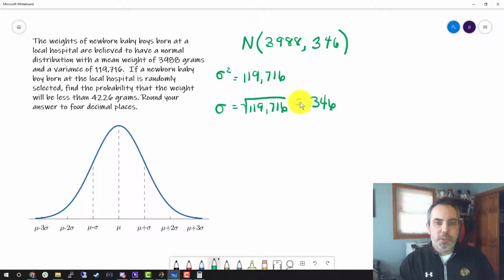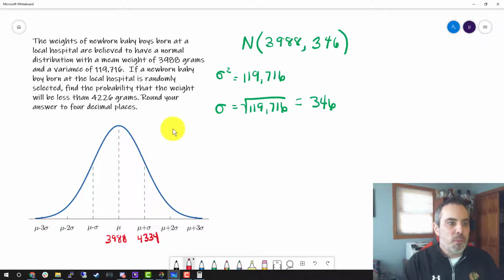So let's take a really quick look at what I've got here. Here's my normal distribution. I know that the average is 3,988 and a standard deviation of 346. As I'm moving along to the right, the first standard deviation would occur at 4,334, and if I go again to the right one more time, I'd just be adding 346. Now I'm stopping there because a newborn baby boy born at the local hospital is randomly selected, and we want to find the probability that the boy will be less than 4,226 grams.